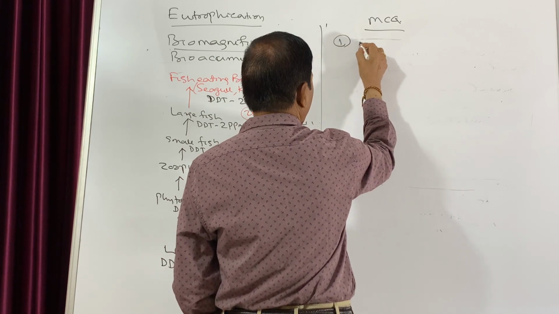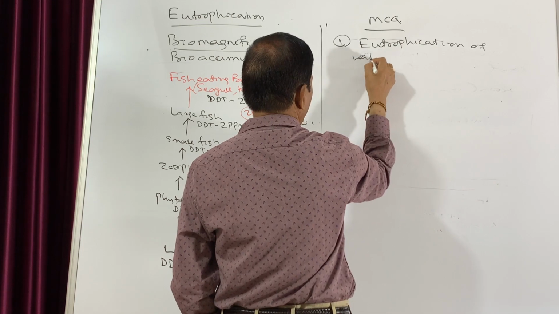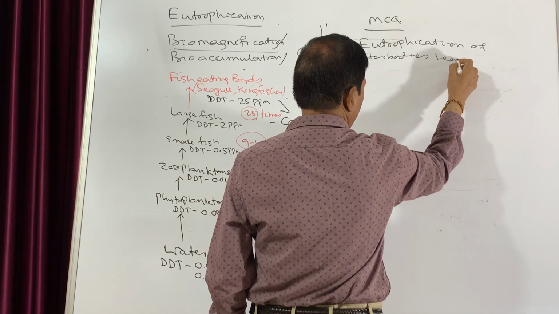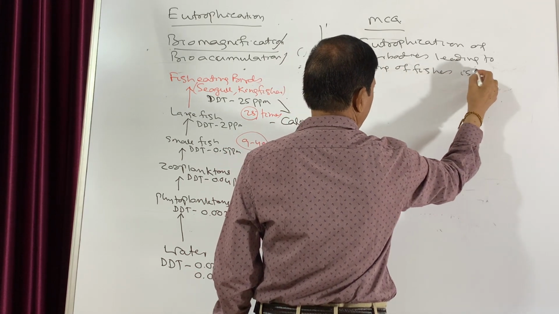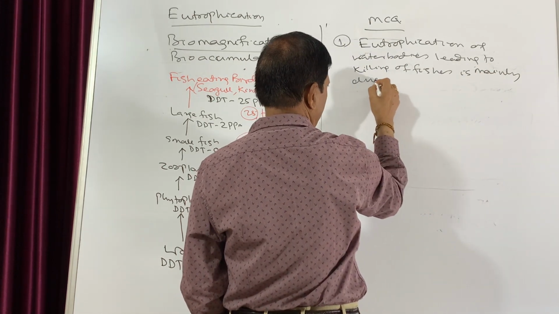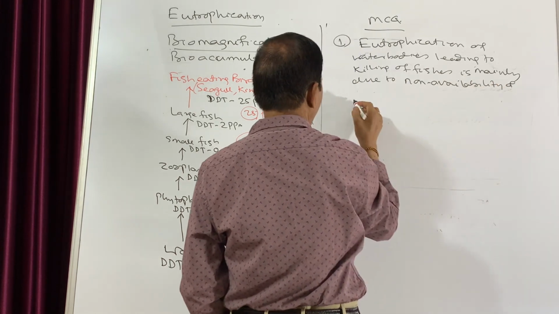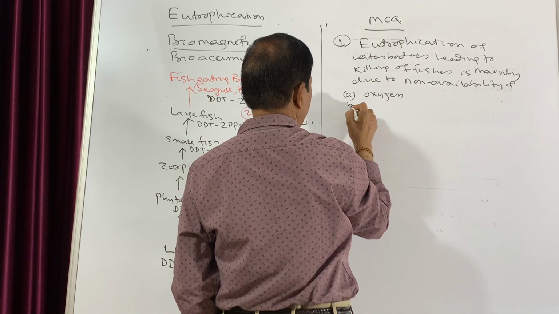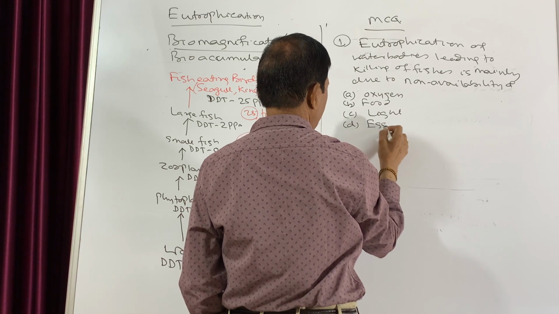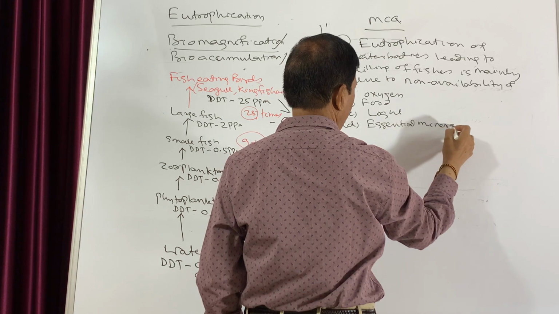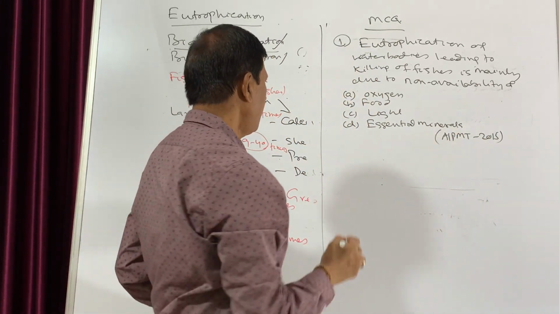One question: eutrophication of water bodies leading to killing of fishes is mainly due to non-availability of: first choice, oxygen; second choice, food; third choice, light; fourth choice, essential minerals. This question was asked in AIPMT 2015.